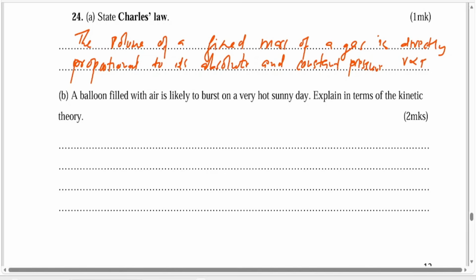Removing the proportionality sign, we shall have V over T is equals to K. So if I have two gases, then I shall have V1 over T1 is equals to V2 over T2. So that is the formula that we always use in calculations that involve Charles' law. So stating this correctly, 1 mark.